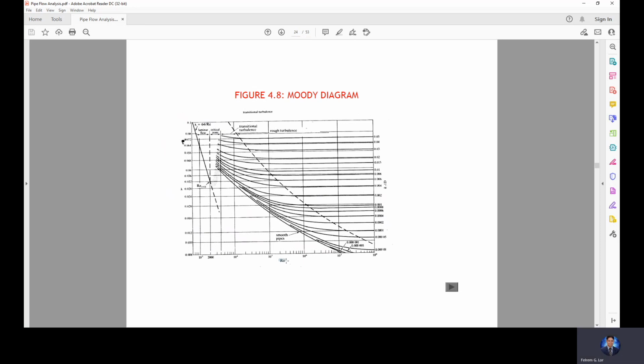So Reynolds number, then K over D. Actually, K over D depends on the roughness of our pipe. So this is the indicator of transitional turbulence. This portion here, I think, is laminar.